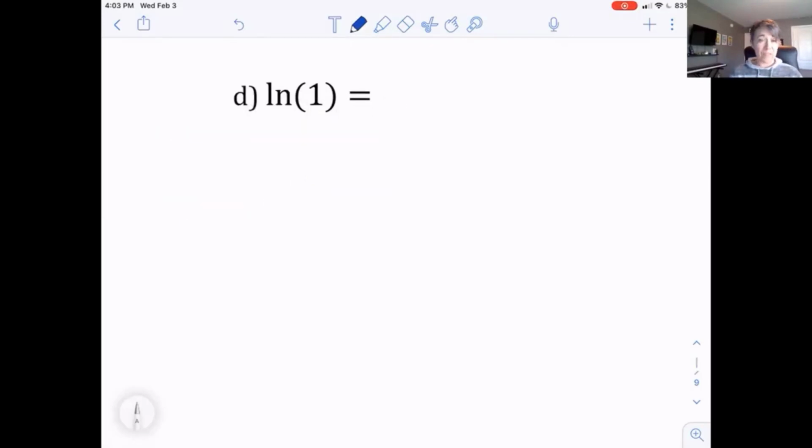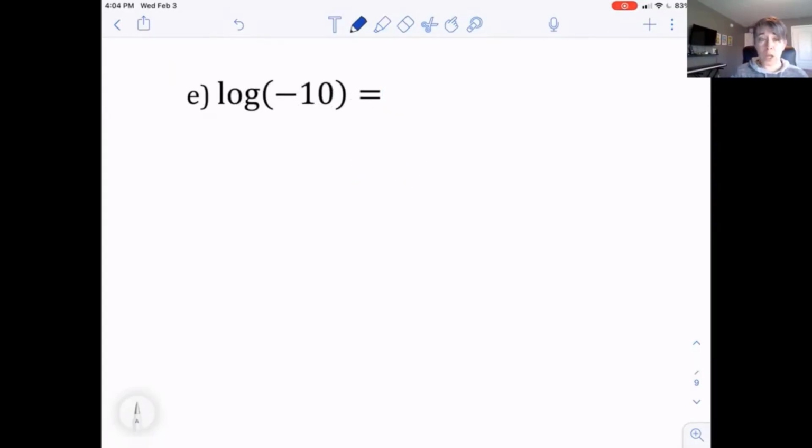Part D, here we have a natural log of 1. This is asking us, e to what exponent equals 1? Because remember that base, even though we don't see it, is an understood e. So the natural logarithm has a base of e. So e to what exponent equals 1? Well, there's only one exponent that, no matter what base we have, always equals 1, and that is 0. So anytime you have a logarithm, regardless of the base, if it is a logarithm of 1, it will always equal 0.